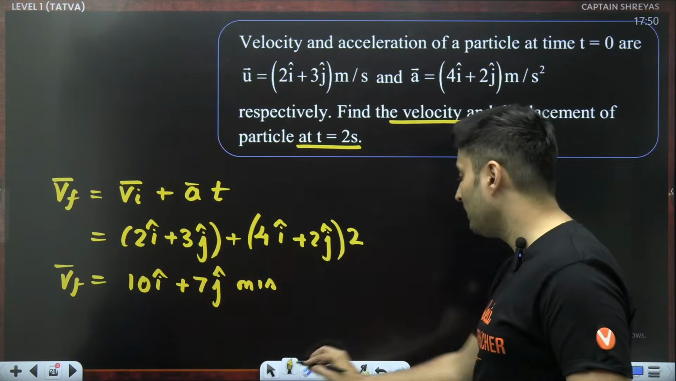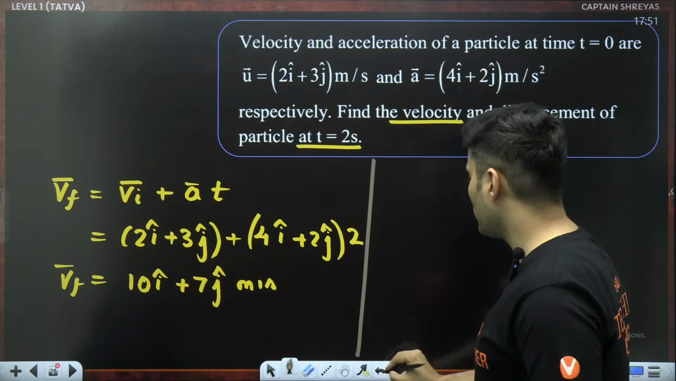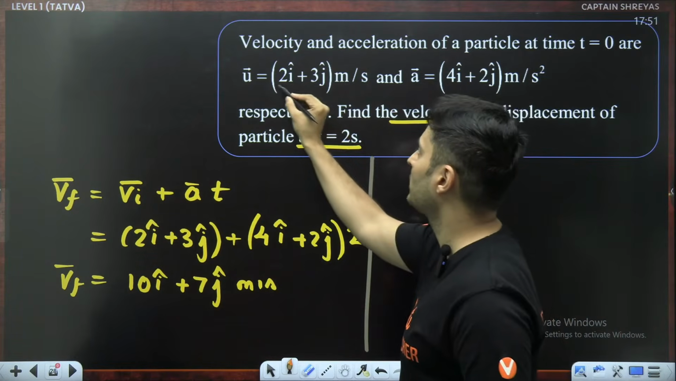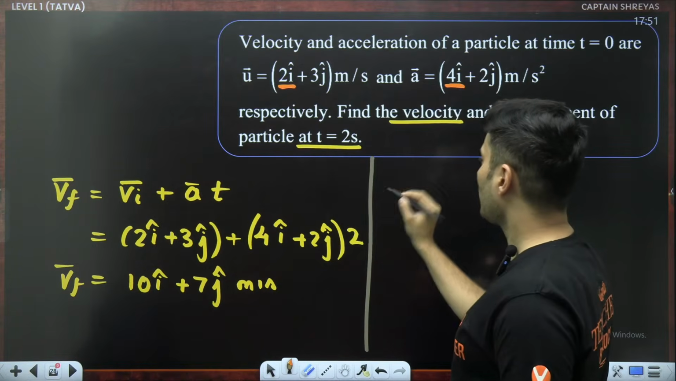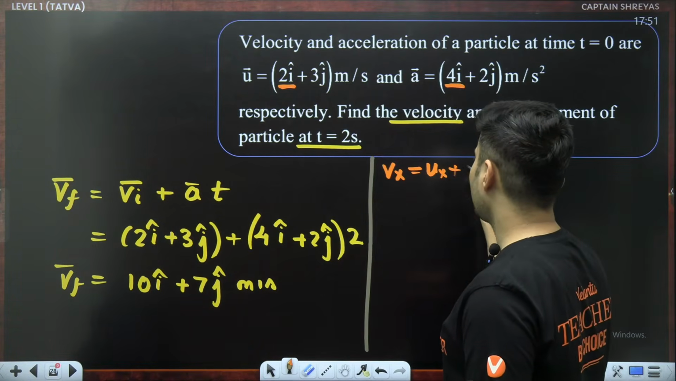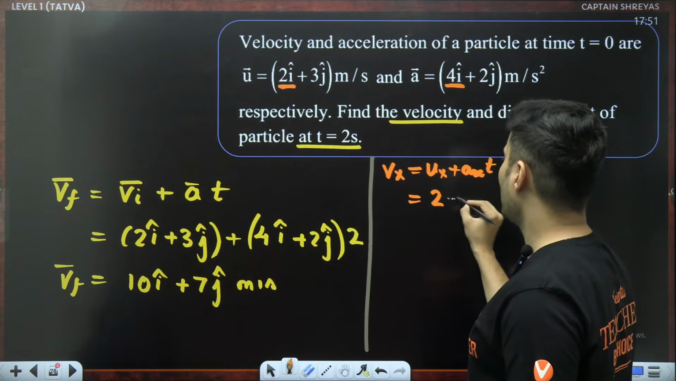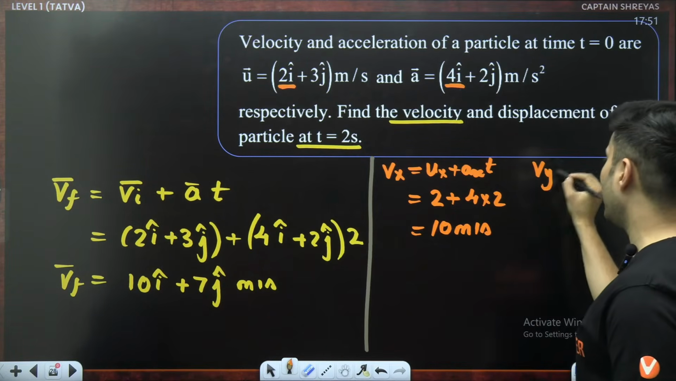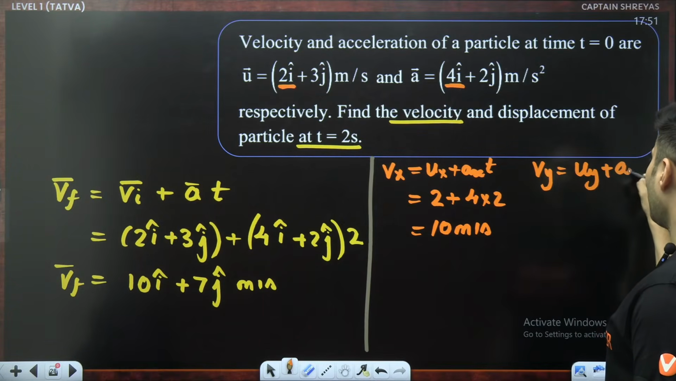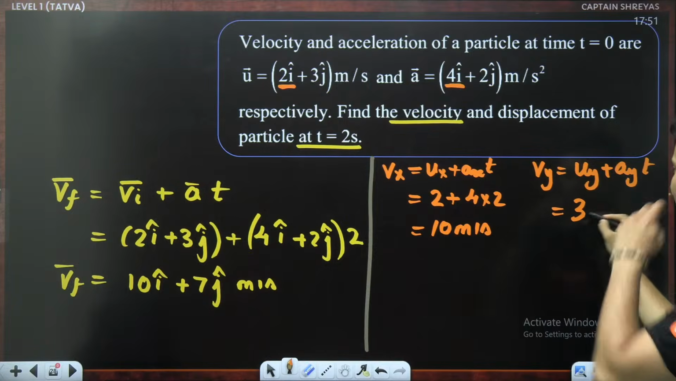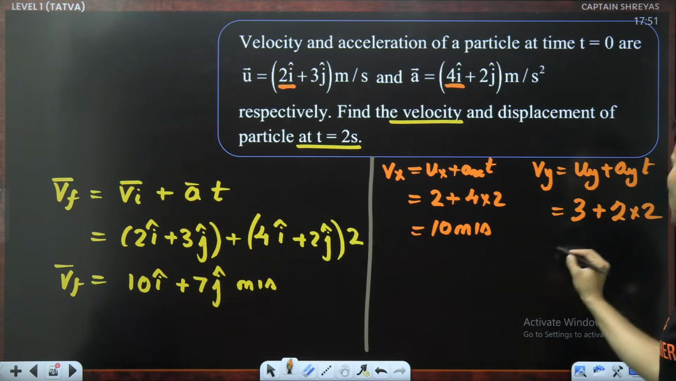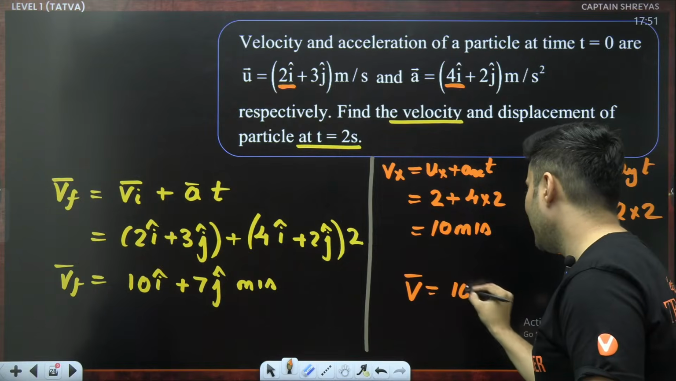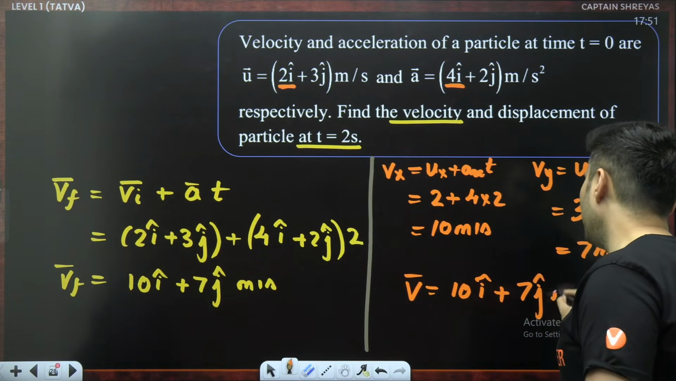That is your final velocity at 2 seconds. If you want, you can solve it for x and y separately. For example, one might say, I will just solve for x first. So if you look at x components, the x velocity will be ux plus ax into t. ux is 2, acceleration is 4, into time 2. So it will be 10 meters per second. Then solve it for y separately, which is uy plus ay into t. uy is 3, acceleration is 2, time is 2. So it will be 7 meters per second. I got x and y components. So the total velocity will be 10i cap plus 7j cap meters per second.